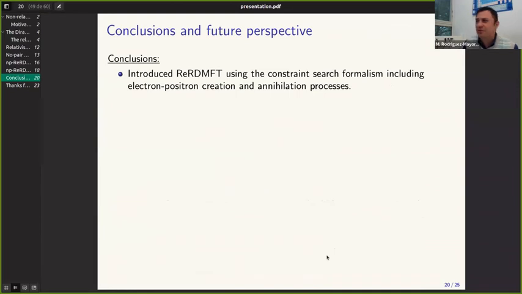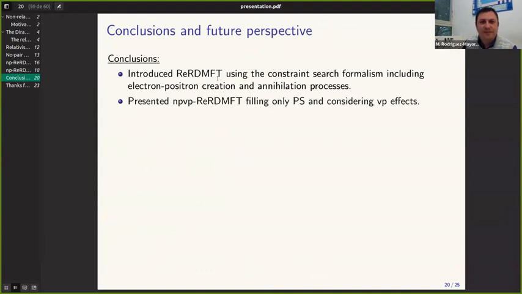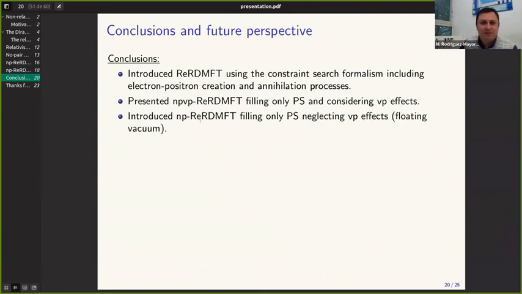So as conclusions for this work, I have introduced relativistic reduced density matrix functional theory within the constraint search formalism and allowing the creation of electron-positron pairs. Then I went into the no-pair vacuum polarization approximation of relativistic reduced density matrix functional theory, where we only fill positive energy states, but include vacuum polarization effects. Finally, I have introduced just the no-pair relativistic RDMFT, where we only fill these, but neglect vacuum polarization effects.